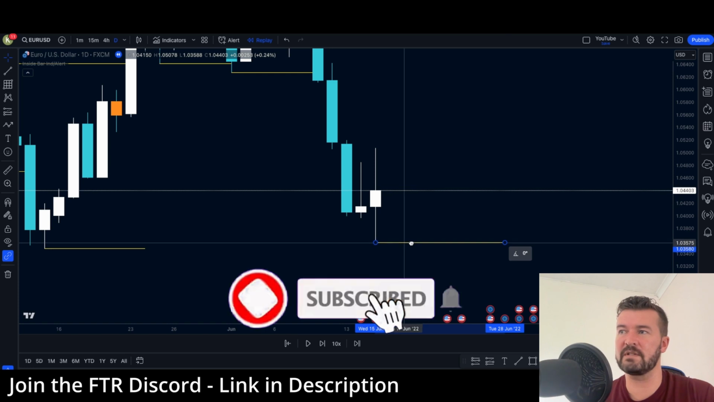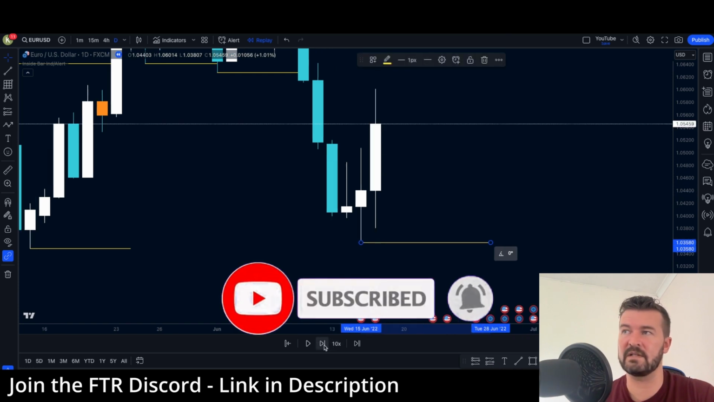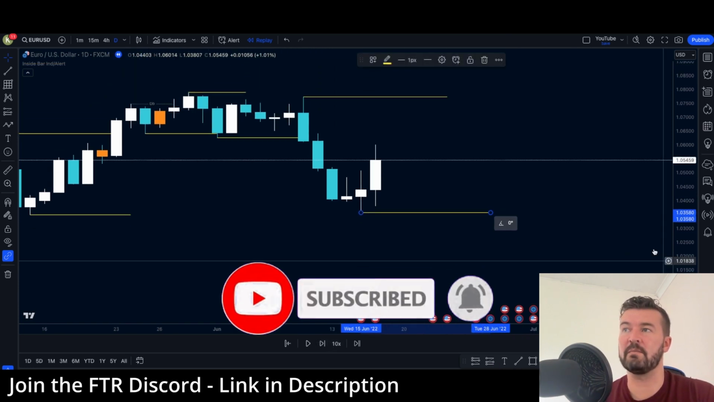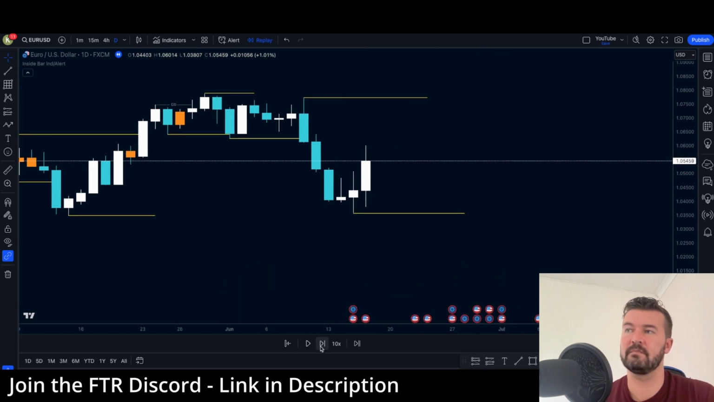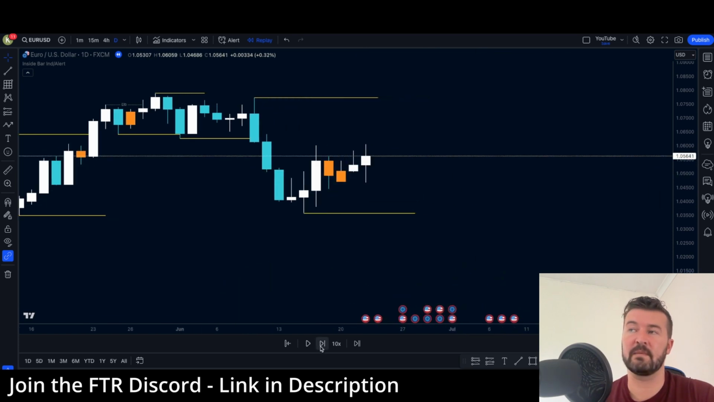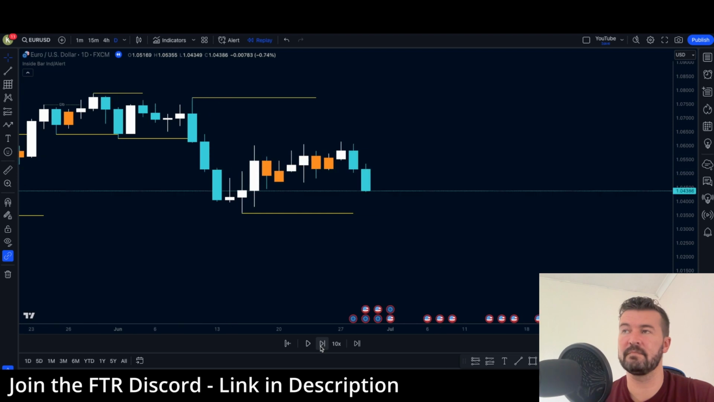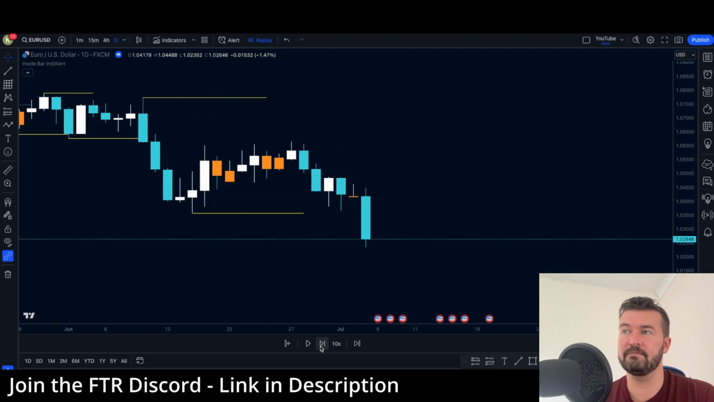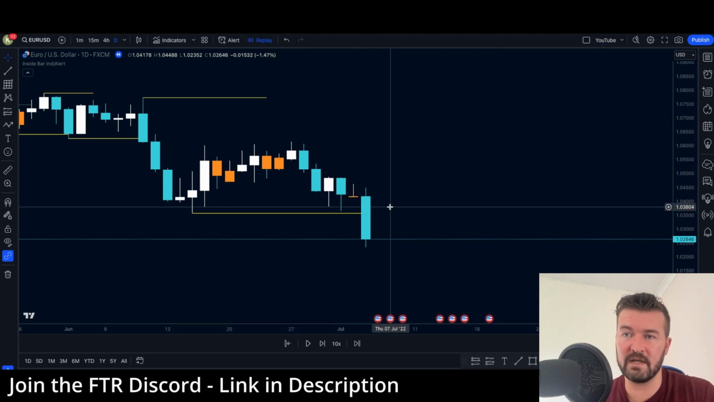So anyway, price comes down to here, or our lines come down to there. We now are in the pullback. Couple of inside bars. Stuck within this range. And we got BOS again.